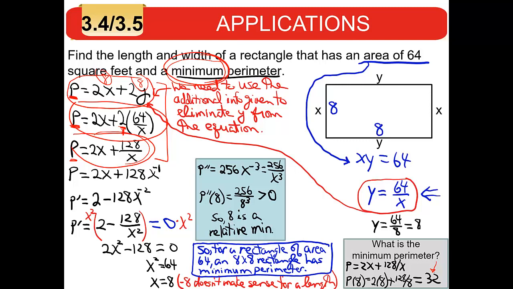So if you want to find the length and width of a rectangle that has an area of 64 square feet and a minimum perimeter, you'll end up with an 8 by 8 rectangle with a perimeter of 32. And again, notice that even though the problems are different, the previous one gave you a perimeter and wanted you to maximize area, and this one gave you an area and asked you to minimize perimeter. The flow of the problems are remarkably similar to each other.